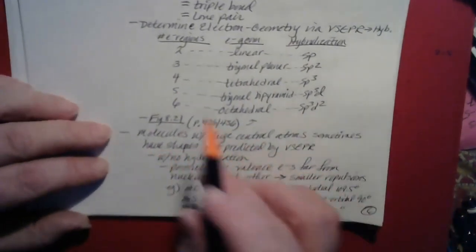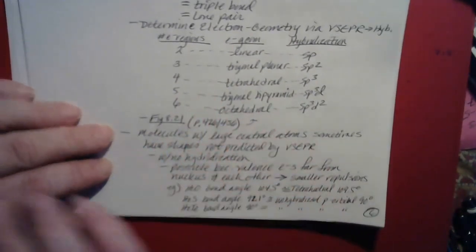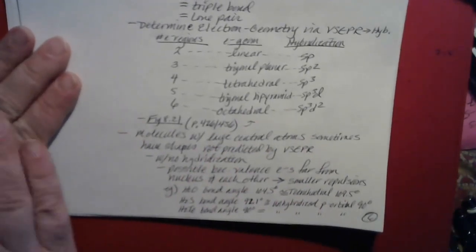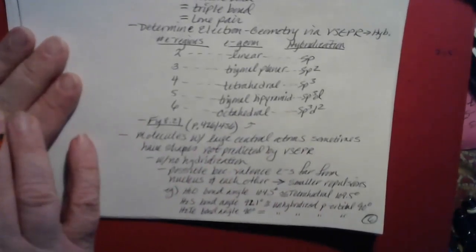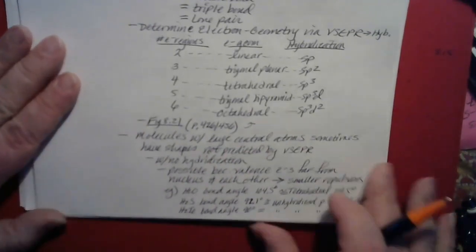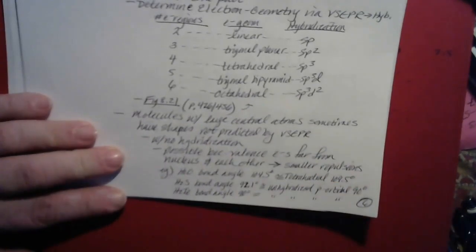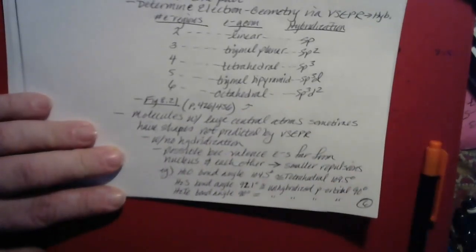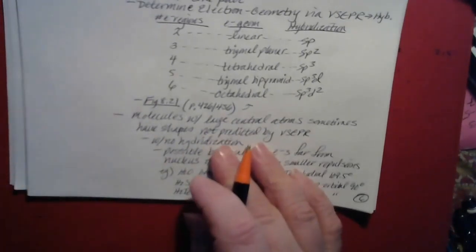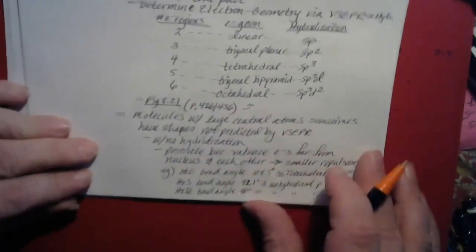Now, there are some exceptions to the above, as it mentions in the book. Sometimes molecules with large central atoms can have shapes that are not predicted by the VSEPR theory. If the central atom is large, so that the electrons are far away from the nucleus, and the nuclei of the neighboring atoms are far away also, you can get molecules with large central atoms having shapes that apparently don't involve hybridization.